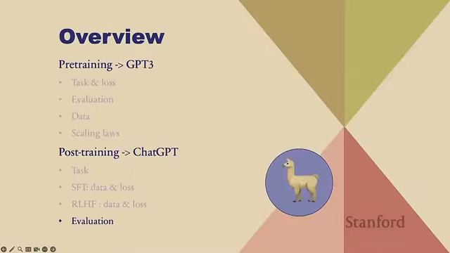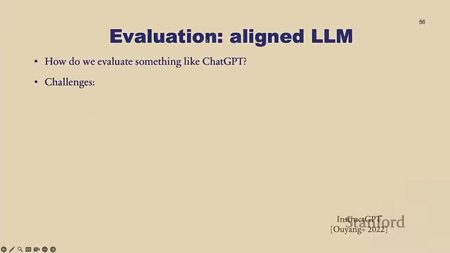Okay, so that gets us to evaluation of post-training. So that goes back to your initial question at the beginning of the lecture. How do you evaluate something like ChatGPT? The answers that ChatGPT could give are basically unbounded. And it's not that there's one right answer. There are many answers that are just as good.